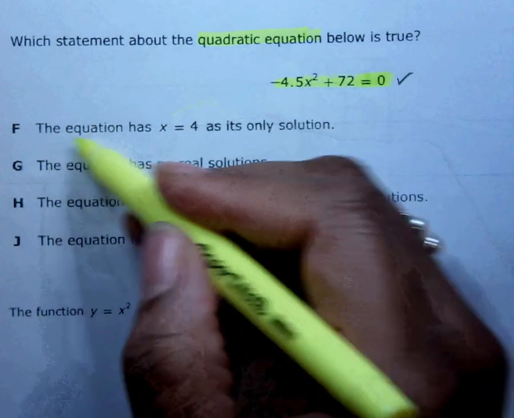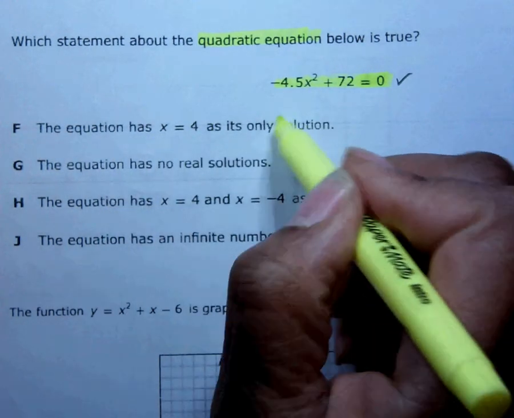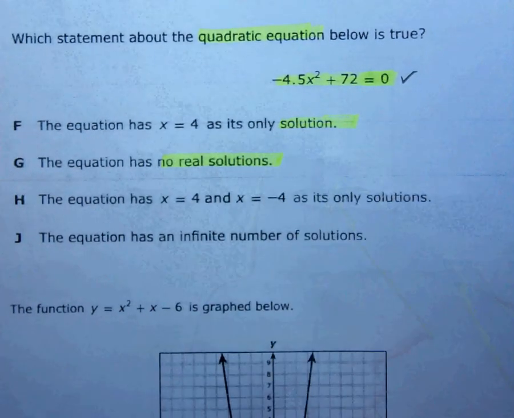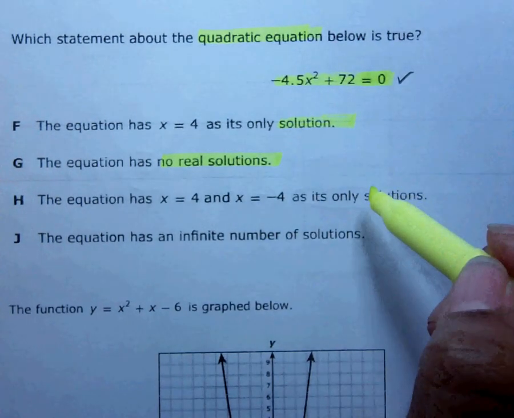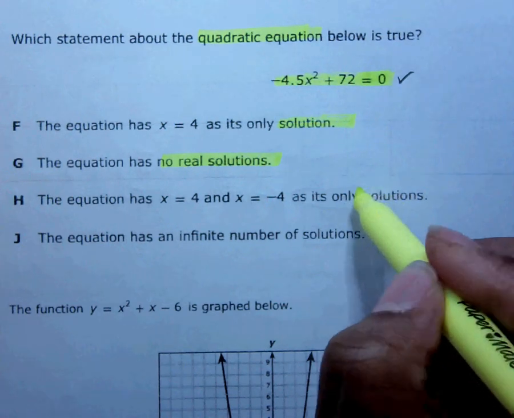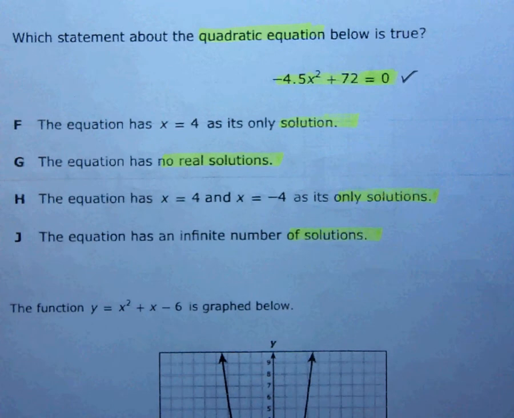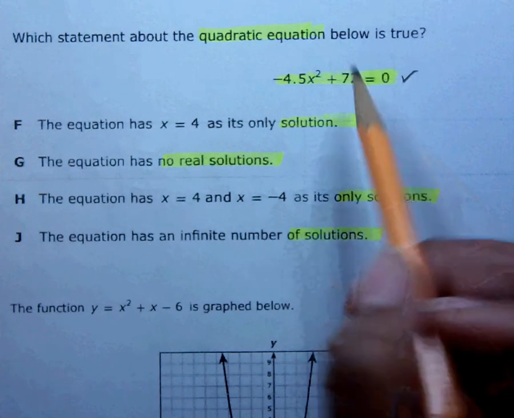Okay. The equation has x equals 4 as a solution, okay? The equation has no real solutions, okay? The equation has x equals 4 and x equals -4 as its only solutions. Oh, I noticed that solution is in every answer, so I'm probably looking for the solutions. Well, what are the solutions to a quadratic equation? Where it crosses the x-axis. Yeah, the sixth question, asking the same thing but using different words. So where does this cross the x-axis?